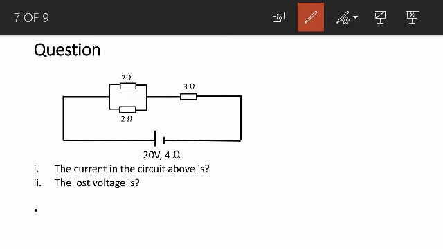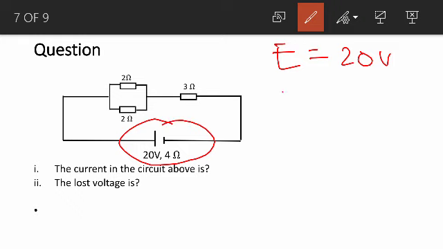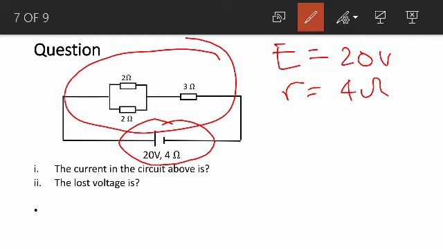Now first of all, I want us to see that the EMF of this cell is 20 volts from what we see here, and the internal resistance r is equal to 4 ohms. The challenge is that the load resistance is a network of circuits. The two 2 ohms resistors are in parallel, and both of them are in series with a 3 ohms resistor. But we can do that.